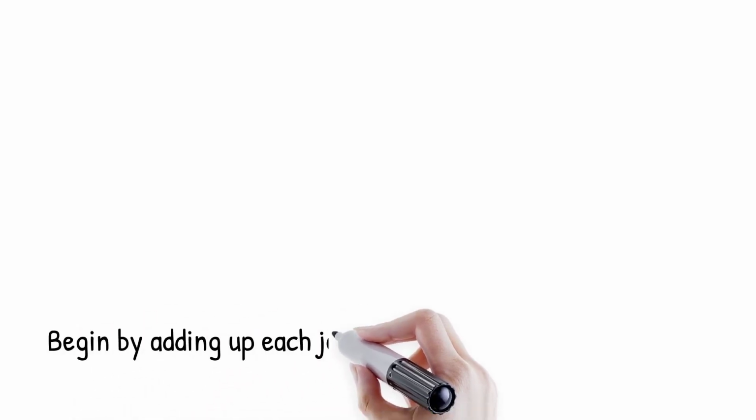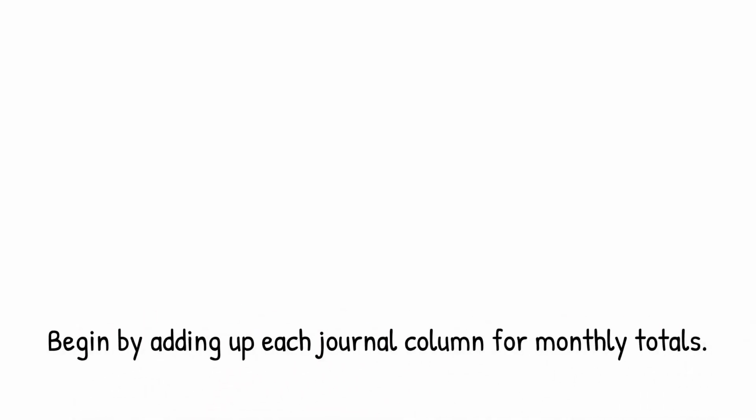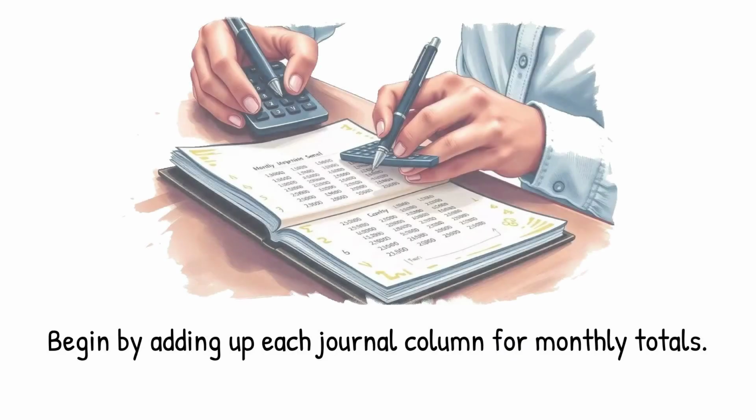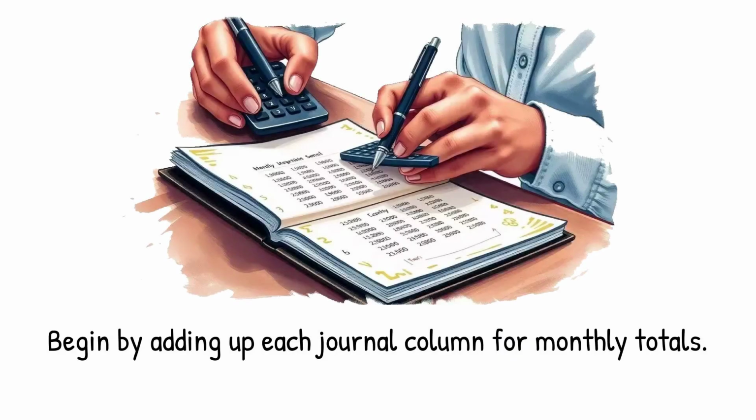Start by adding up each column to determine the monthly total for each type of transaction. This total represents the aggregated amount of all transactions recorded in that column during the period.